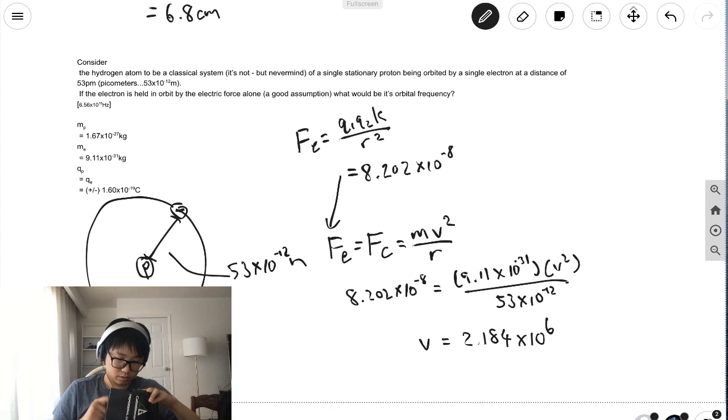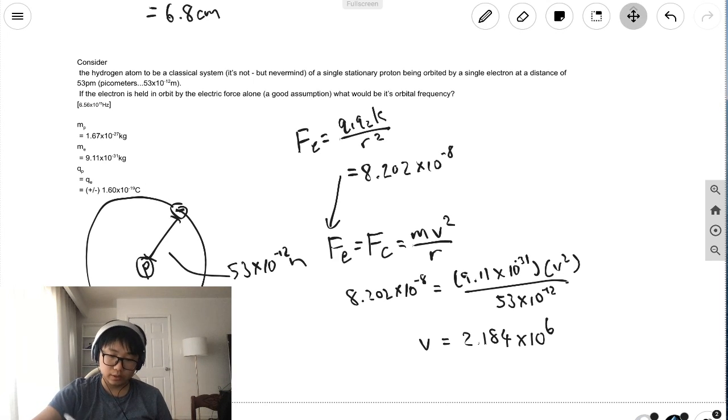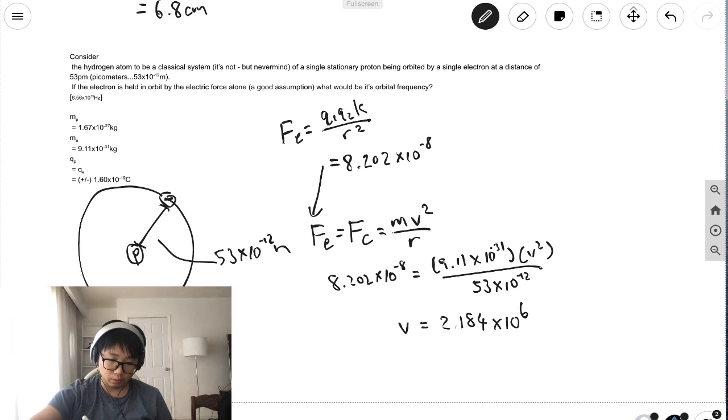Okay. All right. Then what do we do? We're nowhere done yet, because now we have the velocity. So that's the tangential velocity. I don't care if it goes clockwise or counterclockwise.